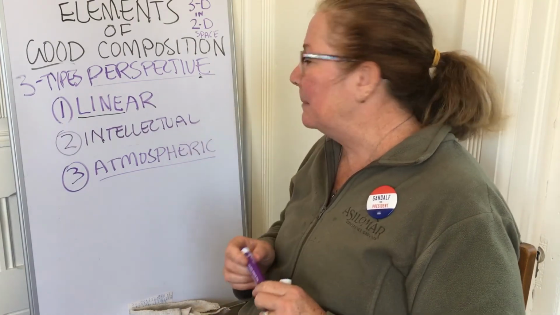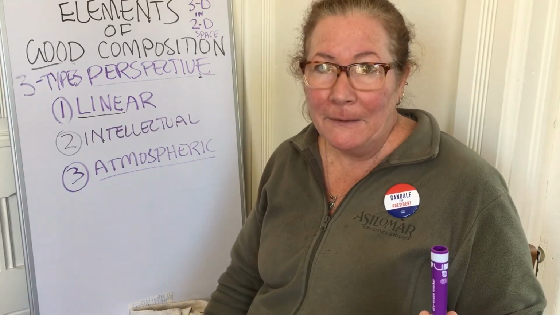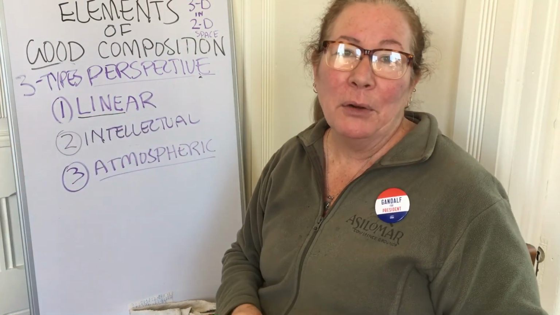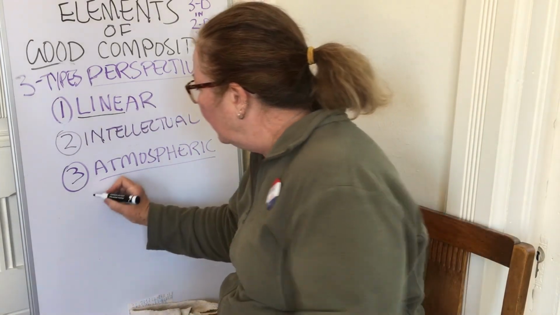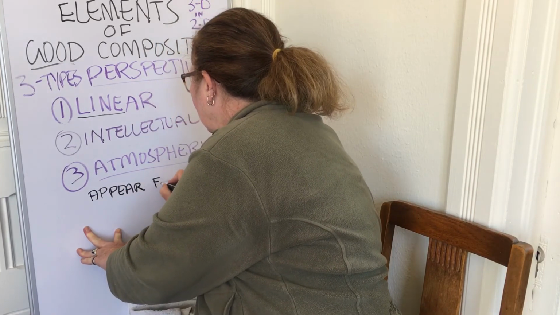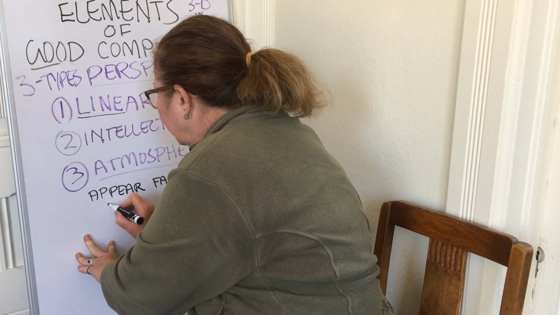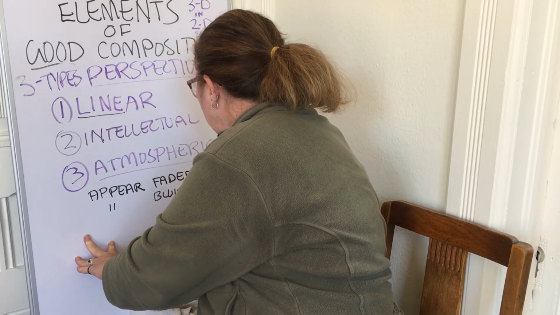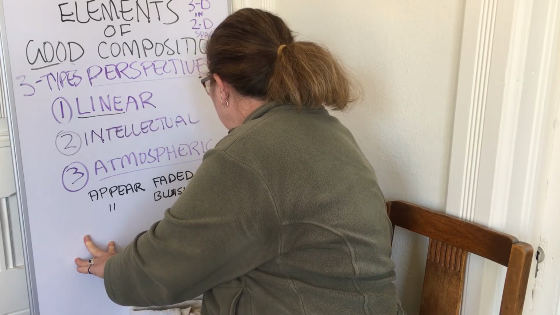So atmospheric perspective basically says that if something's really far away, it's going to appear faded, right? Because you're looking through all that atmosphere, and it's also going to appear bluish or purplish, right? So it's far away, it's going to appear faded, and it's going to appear bluish or purplish.